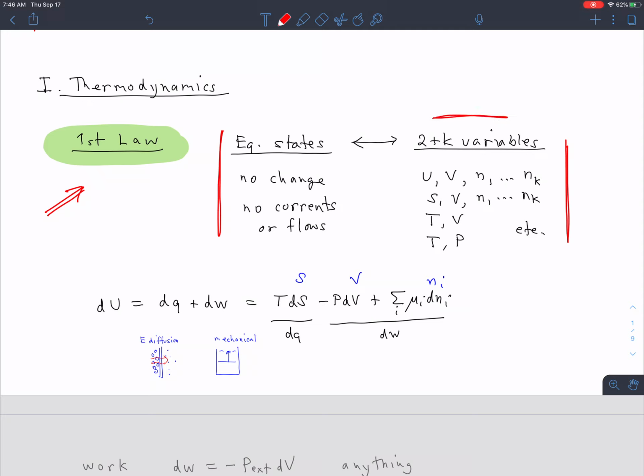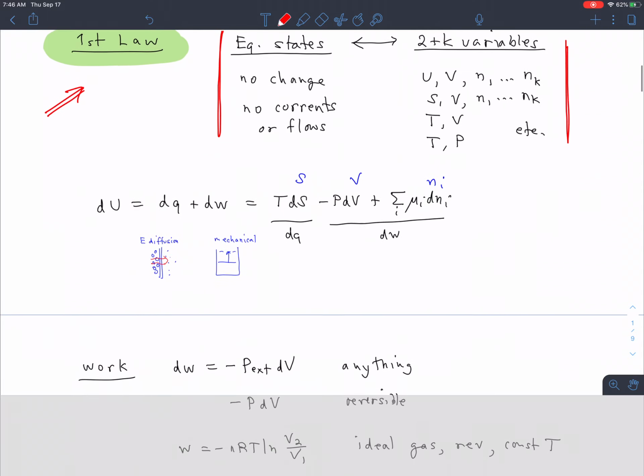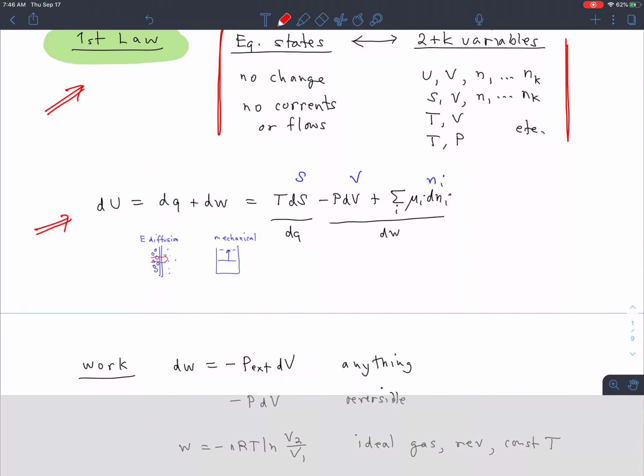So remember that 2 plus k variables is enough to completely describe and characterize an equilibrium state. But if it's a non-equilibrium state, then you need a whole lot more variables. So equilibrium states are especially simple. The first law itself, apart from talking about variables, talks about methods of energy transfer. The total change in energy of the system, right? No subscript means it's a system quantity, is equal to the amount of energy transferred as heat plus the amount of energy transferred as work. Those are 2 methods of transfer.